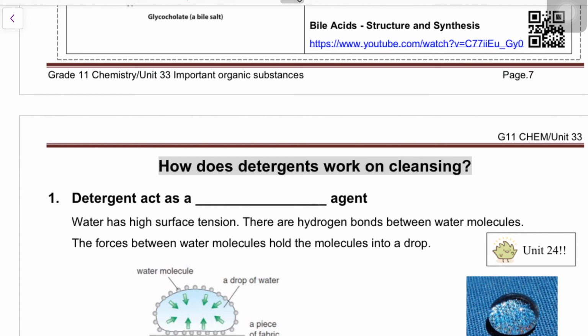In the next section we are going to discuss how the detergent works. Why can oily or greasy substances be removed by the detergent but not by pure water only? So stay tuned and we will see the next section.